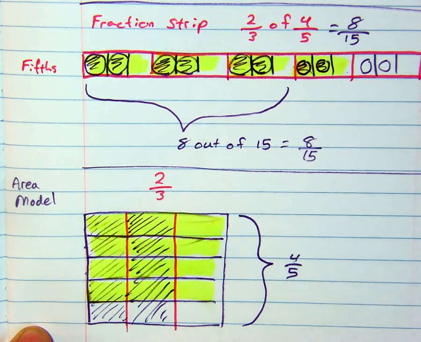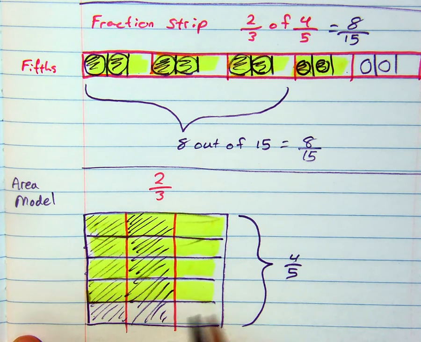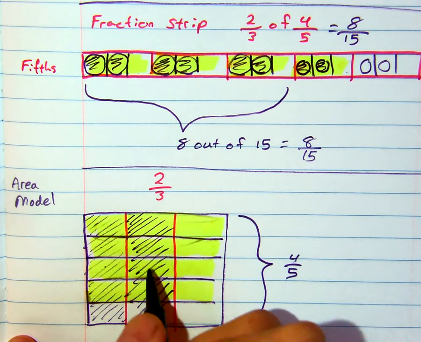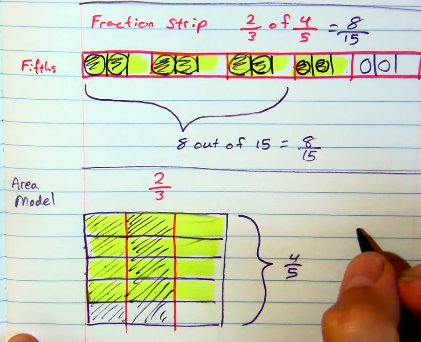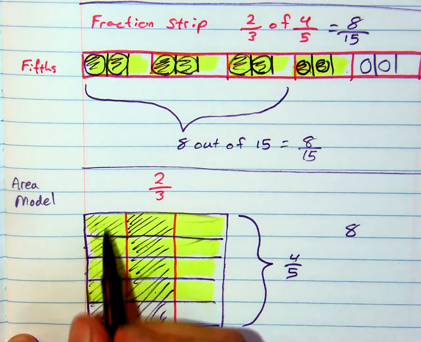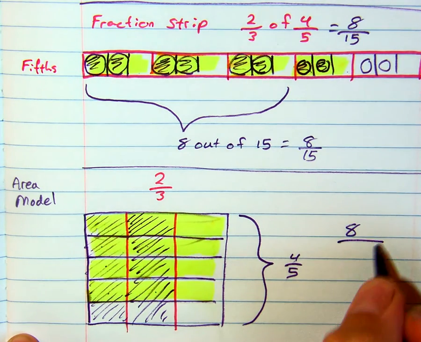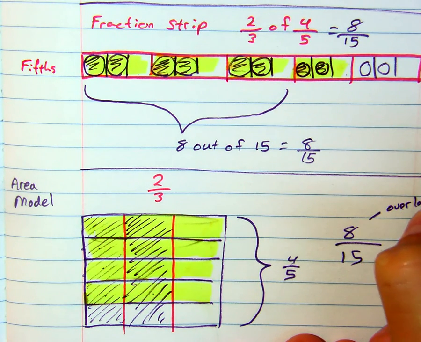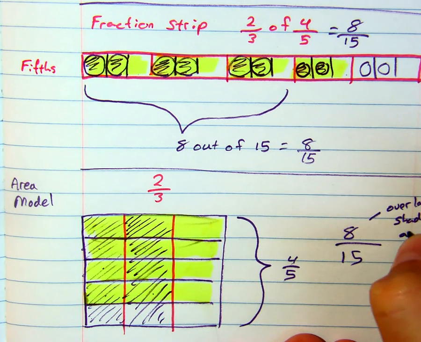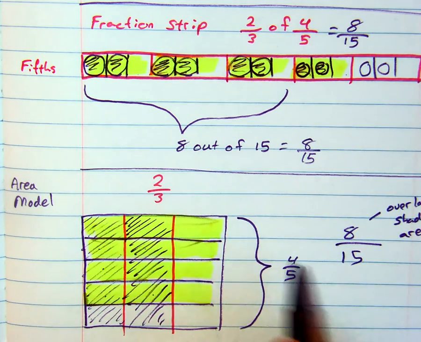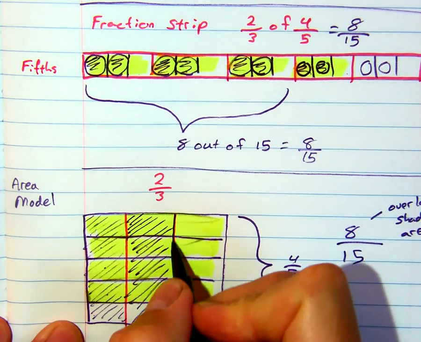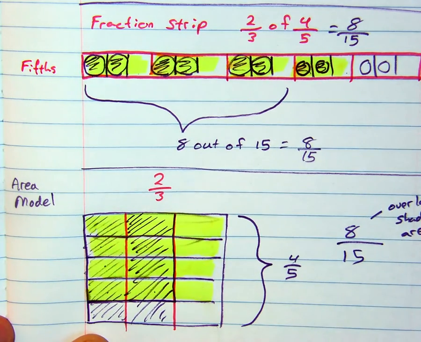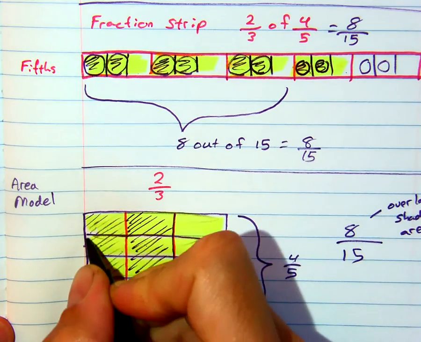And now 2/3. What I'm going to do is count out the pieces that are overlapping. So I've got 1, 2, 3, 4, 5, 6, 7, 8 overlapping pieces out of a total of 5 times 3 is 15. So our 8 is overlapping shaded area. So if we have 2/3 of 4/5, we're only taking this chunk as our product. So this double shaded area becomes the answer.